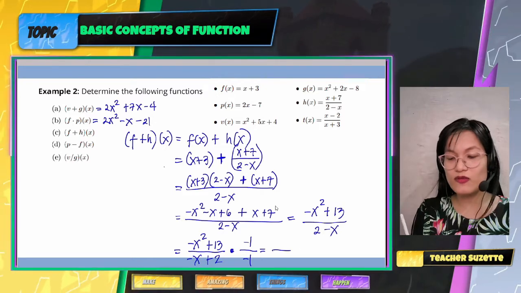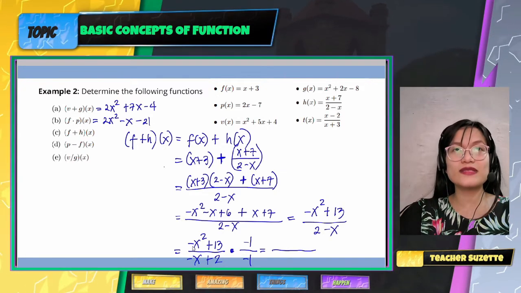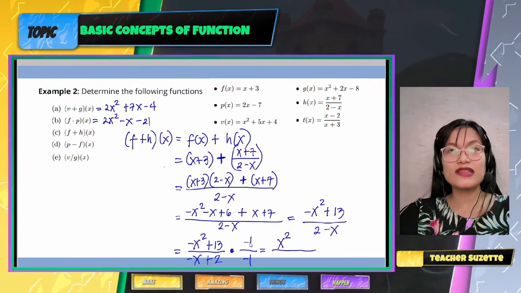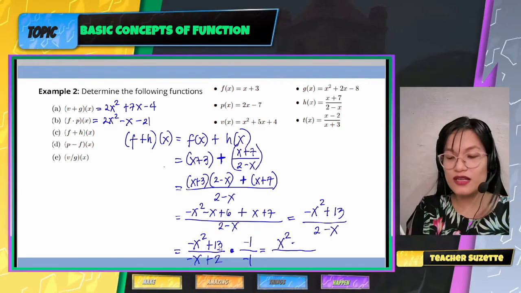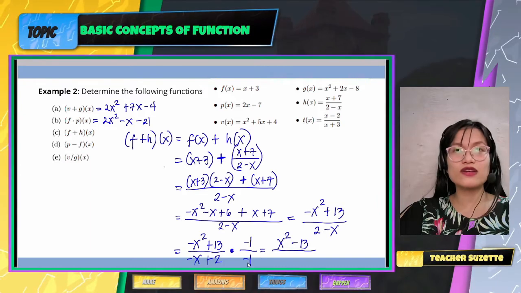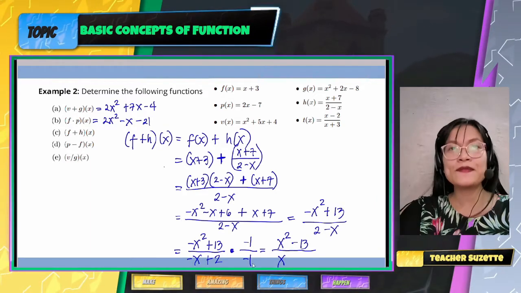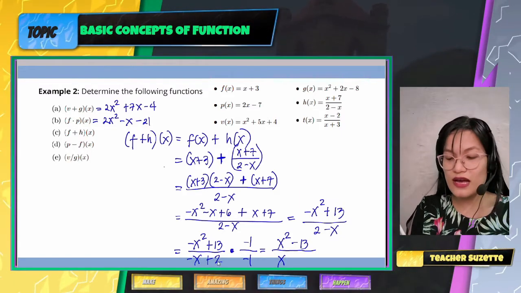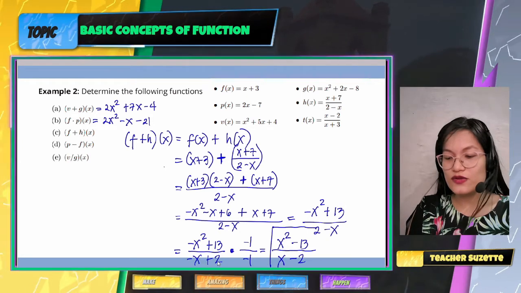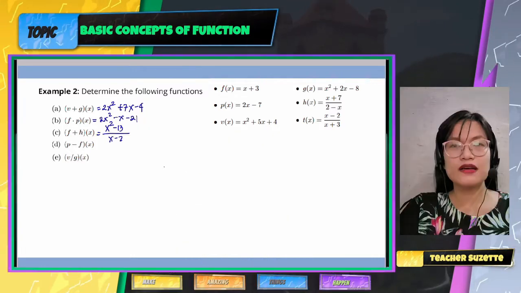So, what happens when we multiply our numerator by negative 1: negative 1 times negative x squared, we will have positive x squared, then negative 1 times positive 13 becomes negative 13. The same process applies to our denominator: negative 1 times negative x, so you will have positive x. Then, negative 1 times 2, you will have negative 2 as your denominator. So, this is now the answer for our letter C.